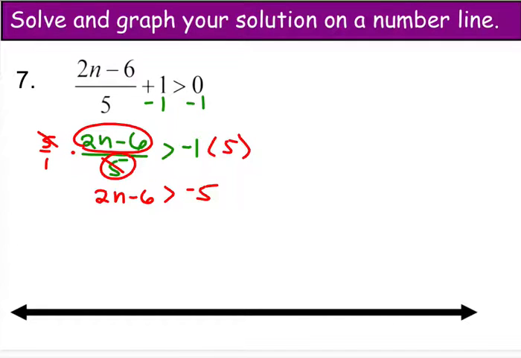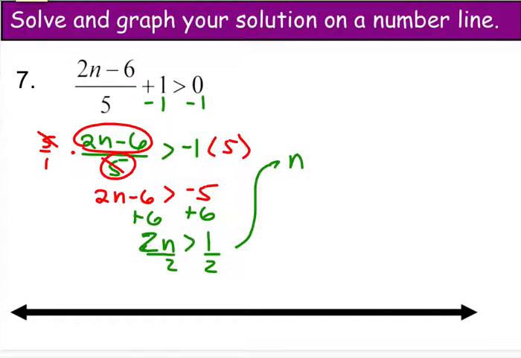And from here, you guys should be able to do it. Adding 6 to both sides, I get 2n is greater than 1. Dividing both sides by 2, I get this. N is greater than 1/2. Or you could say 0.5 as a fraction.